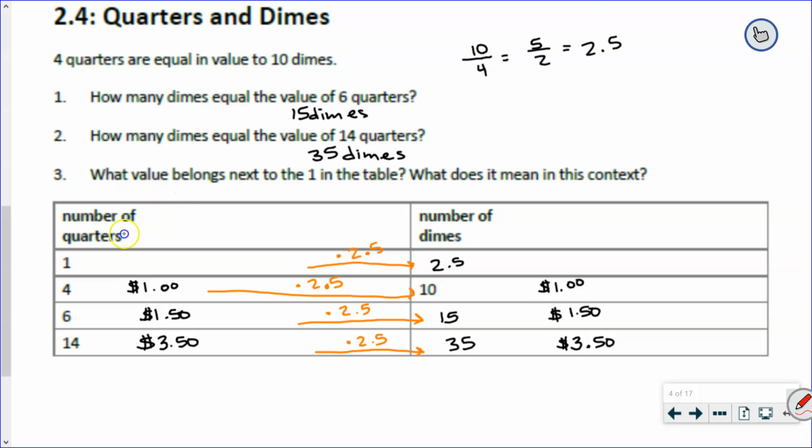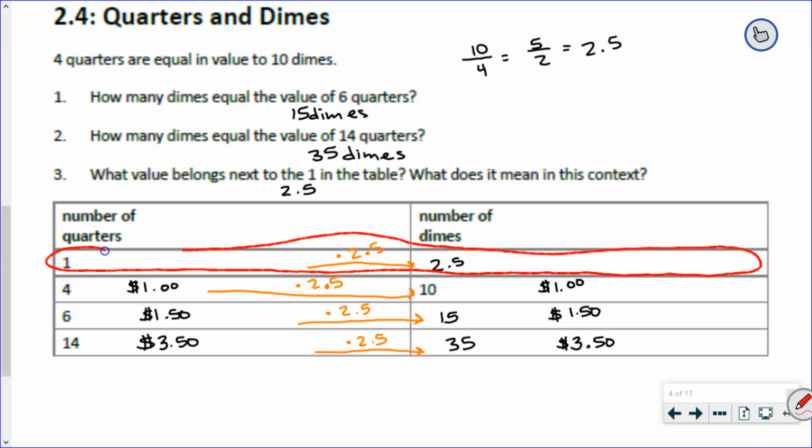Here's another important question. What value belongs next to the 1 in the table? Well, we found that, and that was 2.5. But what does it mean in this context? Good, a few hands. What does it mean in this context? Brighton. I'm sorry? It doesn't mean how much money we have necessarily.